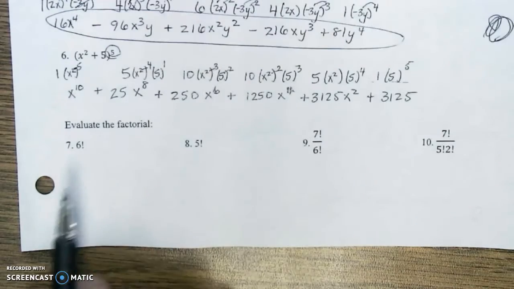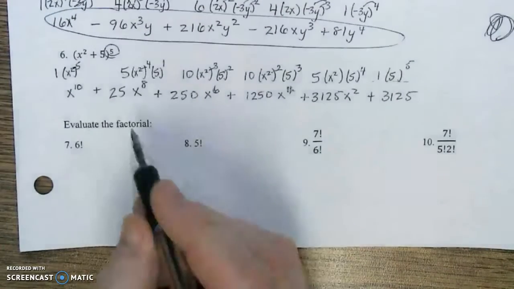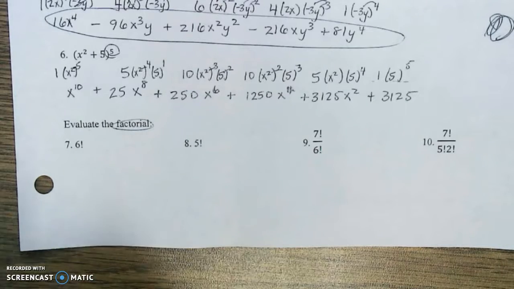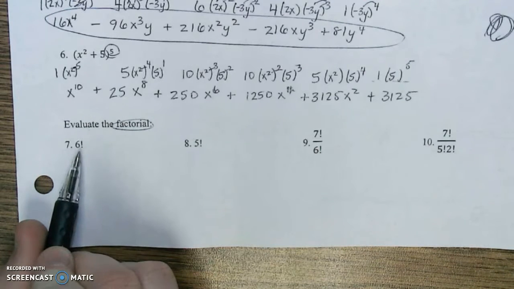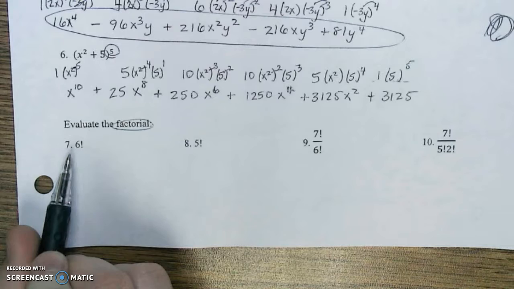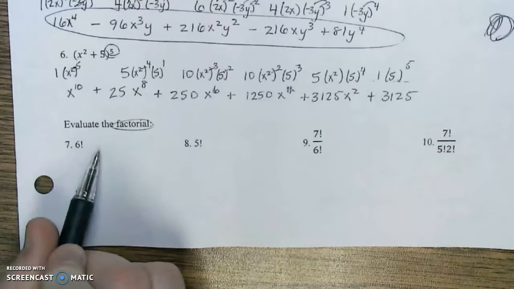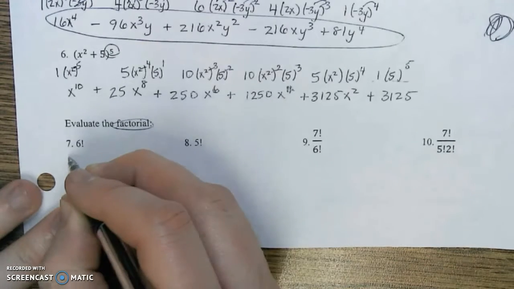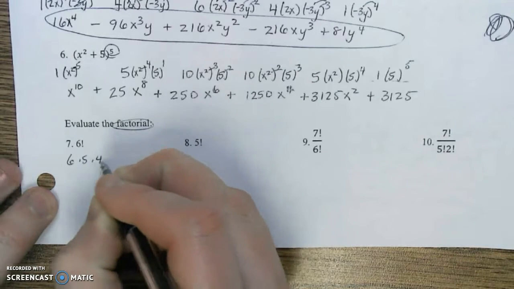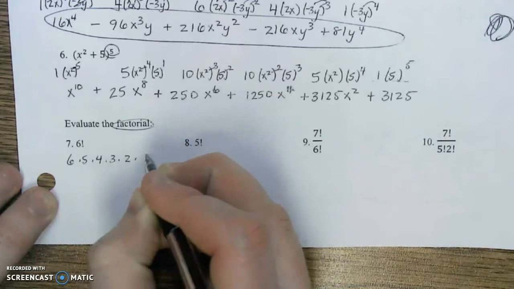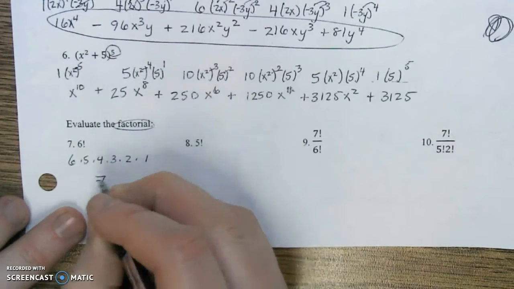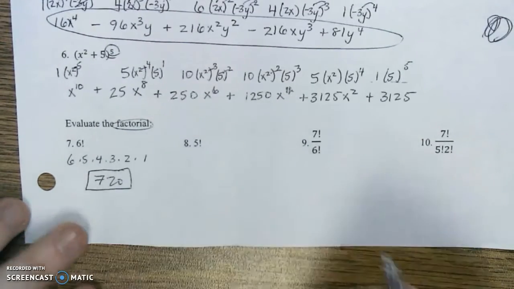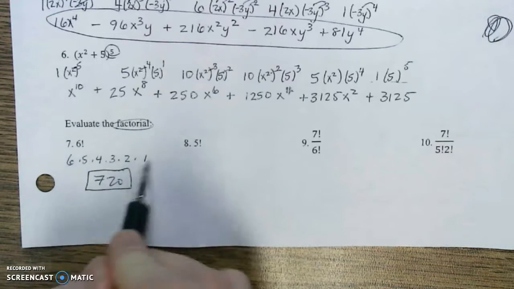In examples 7, 8, 9, and 10, we are looking at the factorial. So this is not an exclamation mark in mathematics, it is a factorial. So when you read this, it's not 6, it's 6 factorial, which means you're doing 6 times 5 times 4 times 3 times 2 times 1. And so that would be 720. So 6 factorial equals 720 if you multiply all those numbers.